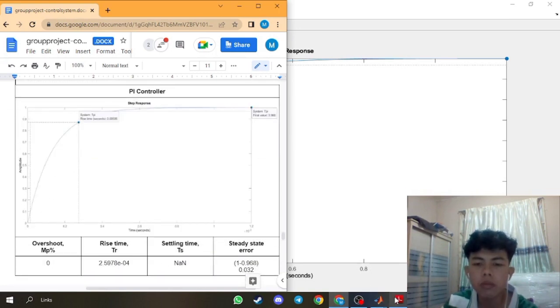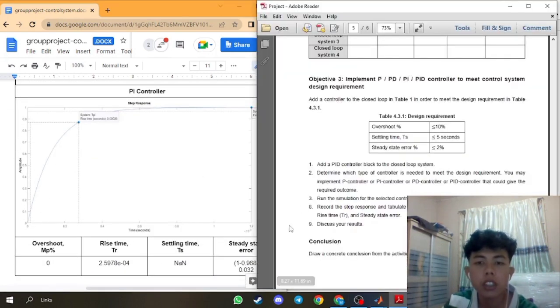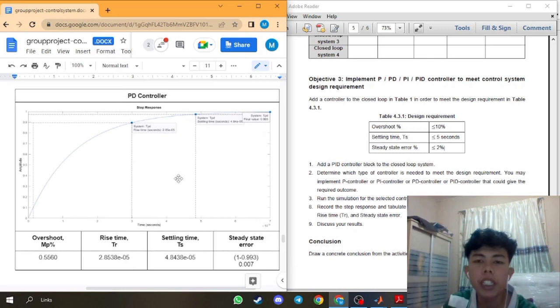So this PI controller is not very good to choose because the settling time is none. So we go through the PD controller.